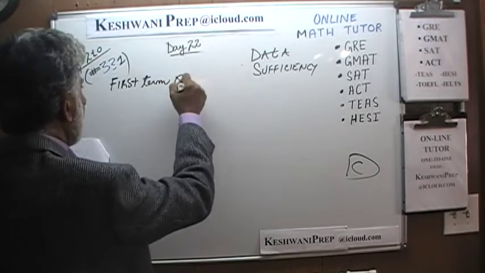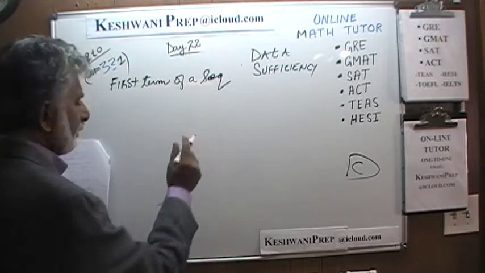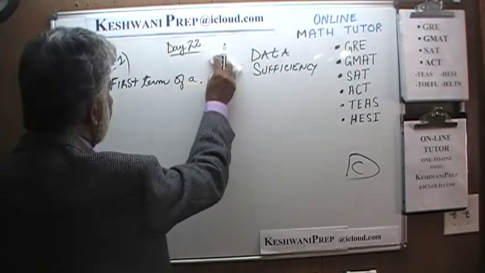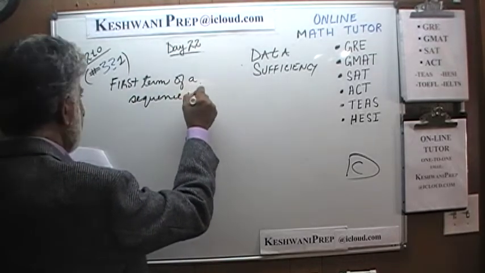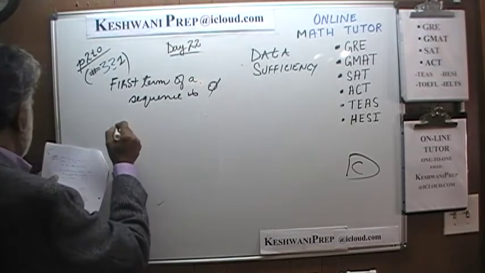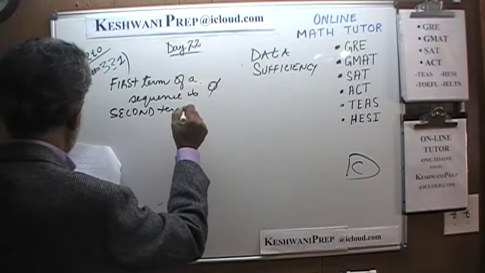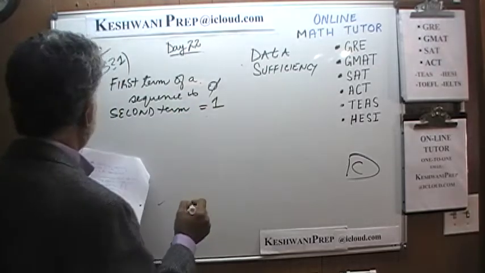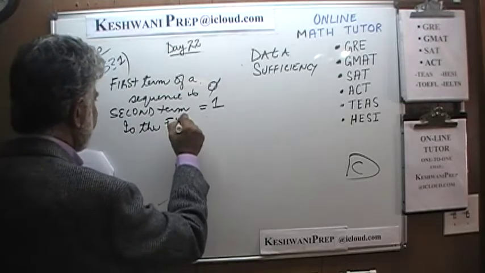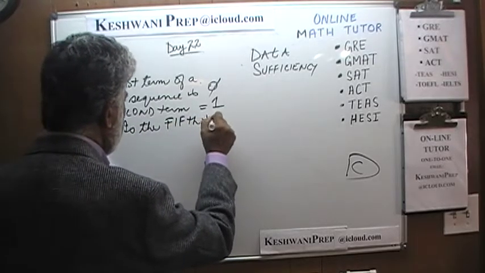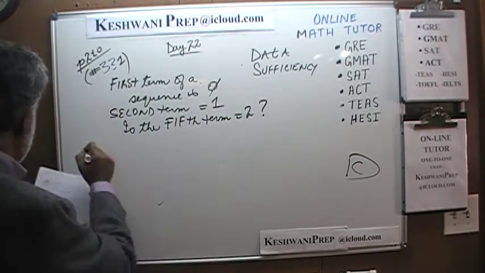first term of a sequence is zero. My handwriting is atrocious. First term of a sequence is a big fat zero. We are told that the second term is one. Question: is the fifth term equal to positive 2?